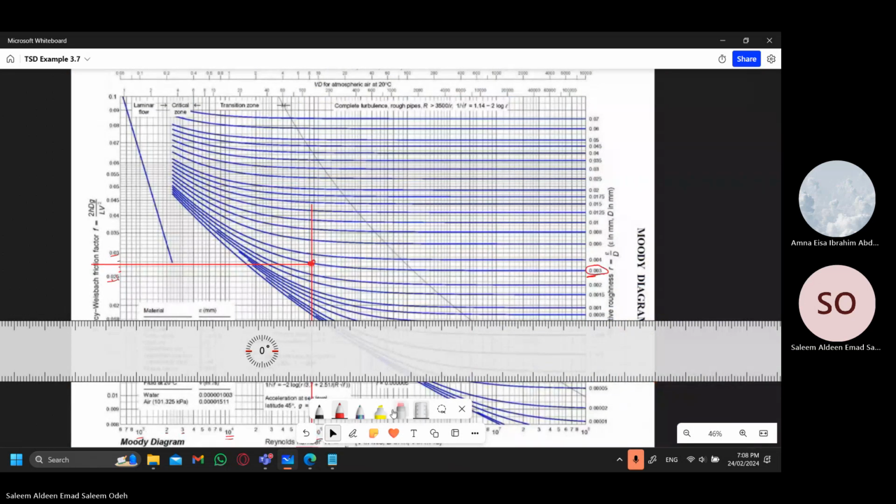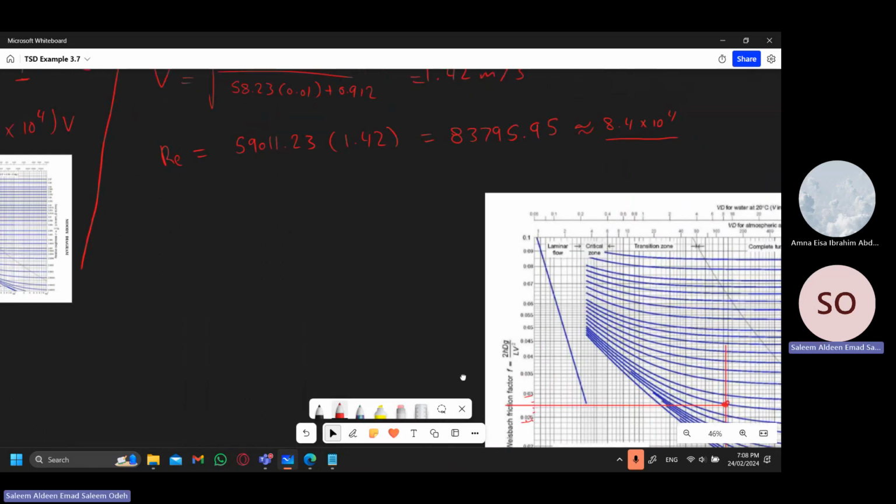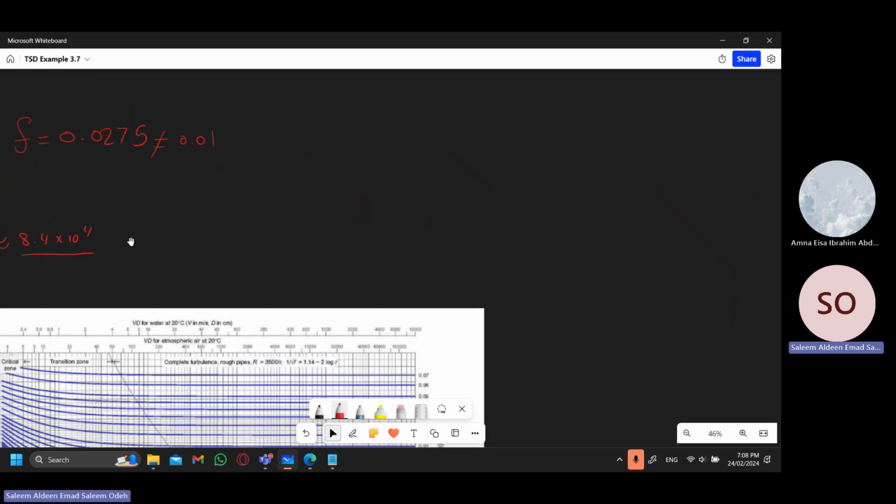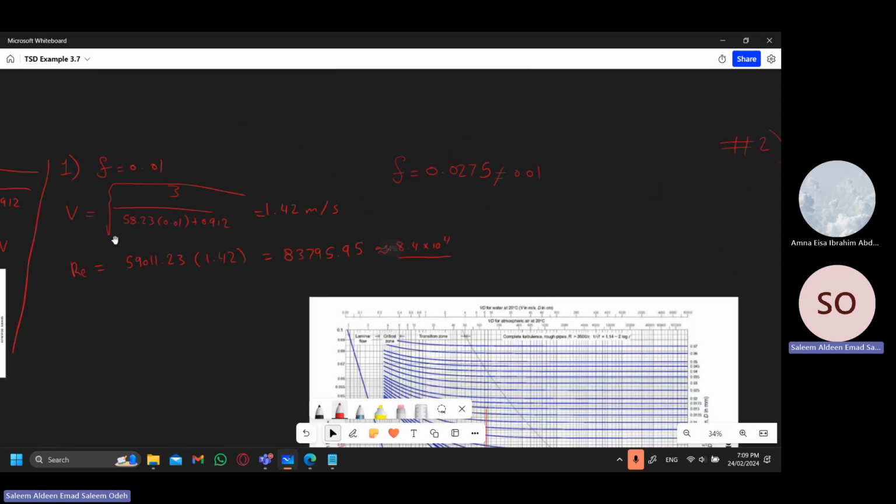So now we can go here and we see that the friction factor that we ended up with in our first trial is 0.0275, which is not equal to our first estimation of 0.01. So what we will do is another trial and error, but this time we'll use the starting friction factor as 0.0275. And we will repeat the same process that we did in our first trial.